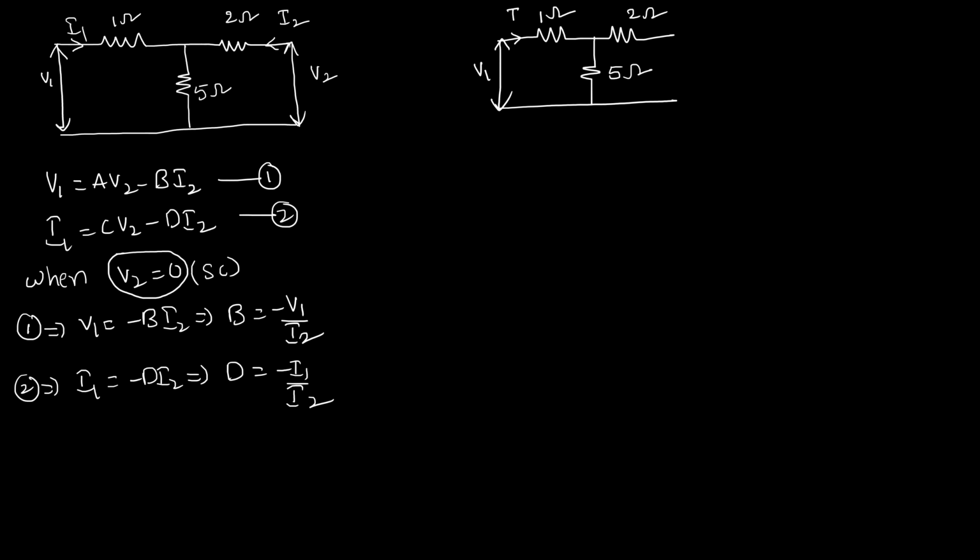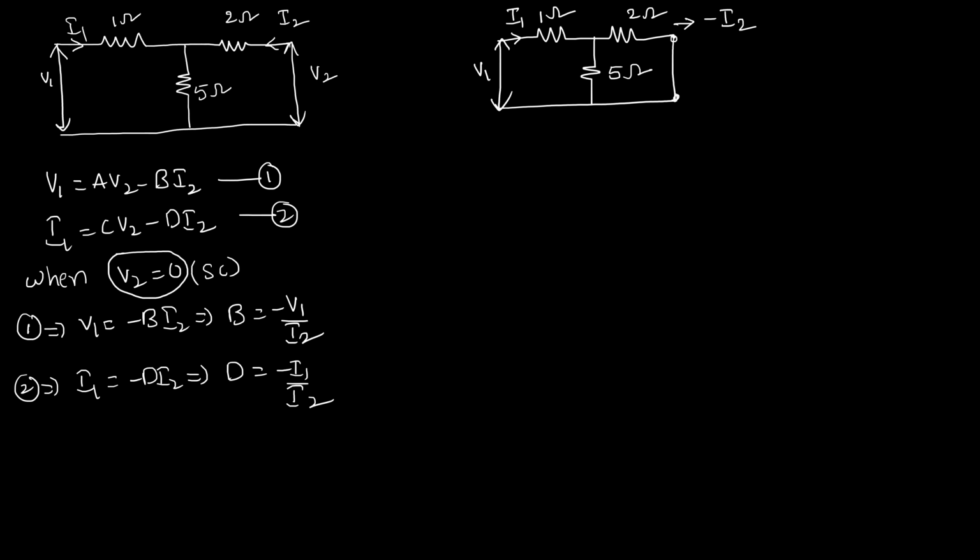So V1, I1. Now what happens? V2 is 0. So that means it should be replaced by a short circuit. Okay, so does that mean I2 is 0? No. So there will be some current. So this current will be considered as minus I2.